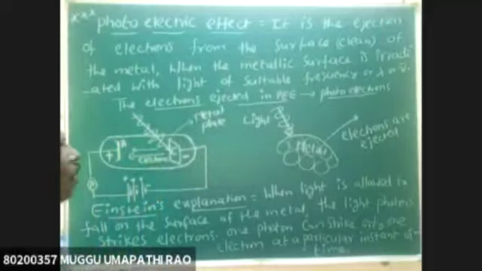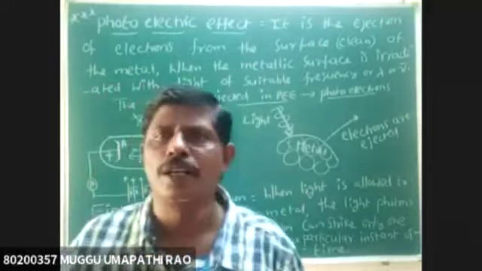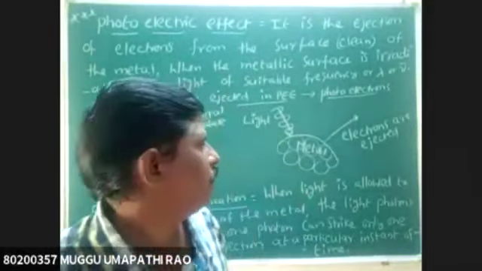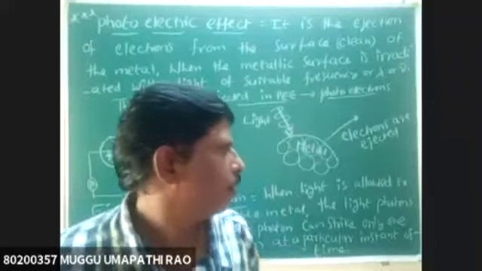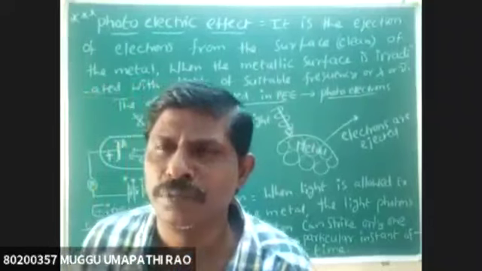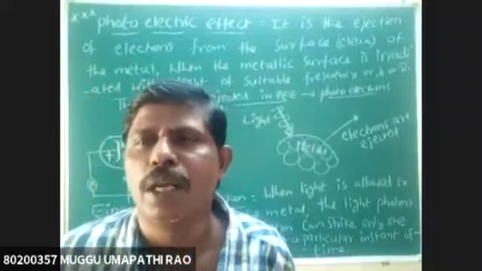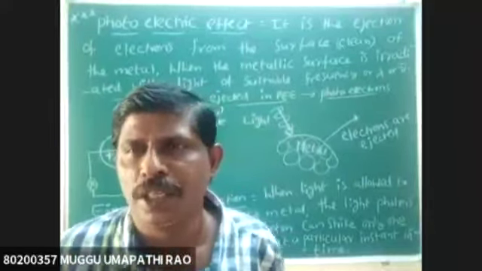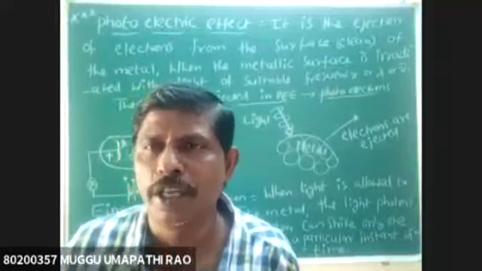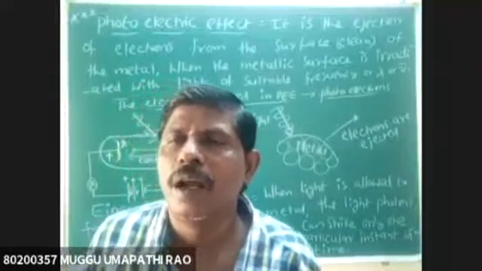Now, how does this phenomenon occur? When light is allowed to fall on the surface of metal, electrons are ejected. How does this occur? It is not explained by the classical theories which were already present at that time. Then Einstein is able to explain this photoelectric effect, how it occurs.